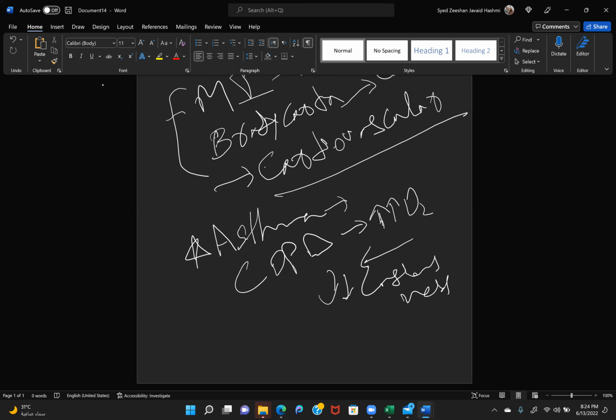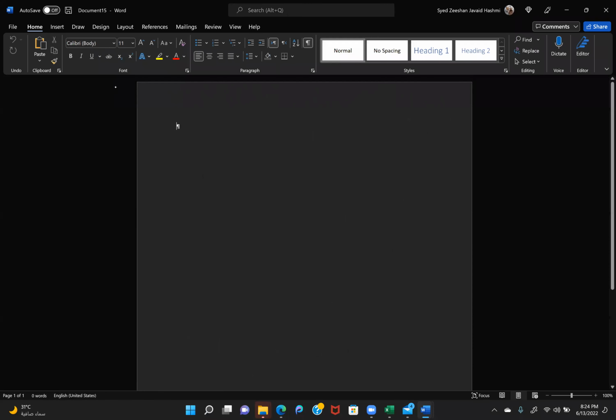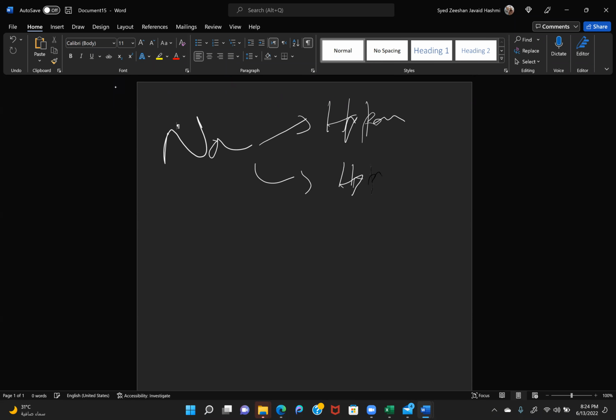For example, if you consider the metabolic causes, hypoglycemia is one of them. Sodium is the culprit. Hyponatremia, and even in hypernatremia, it can occur, but more so in hyponatremia, though it can occur in hypernatremia as well.